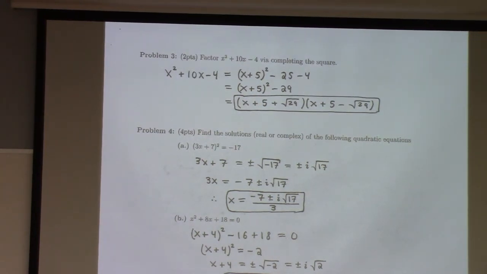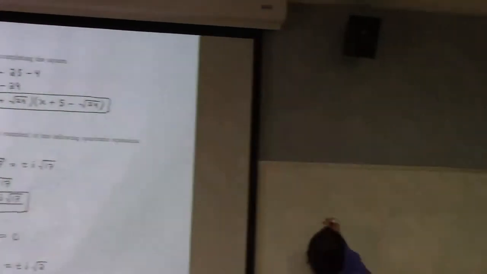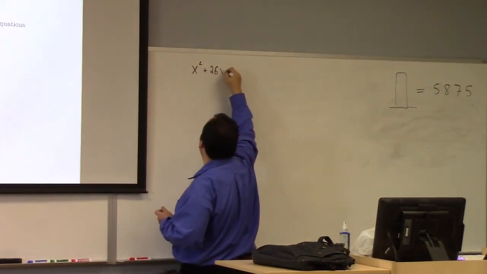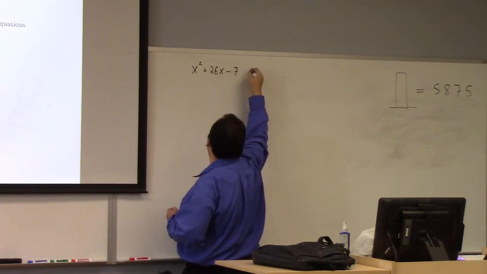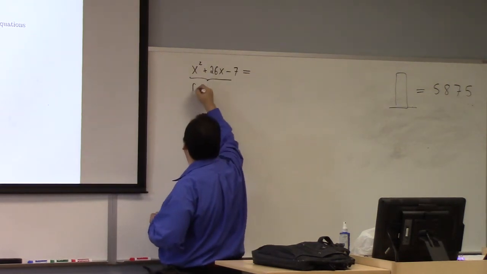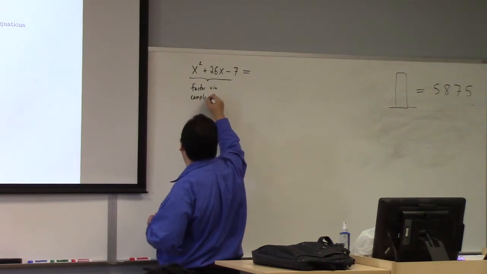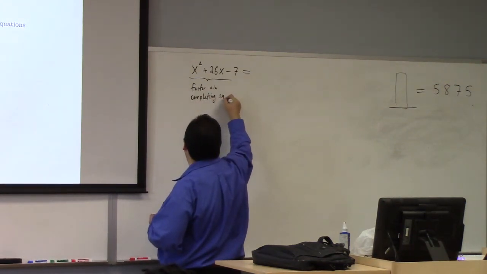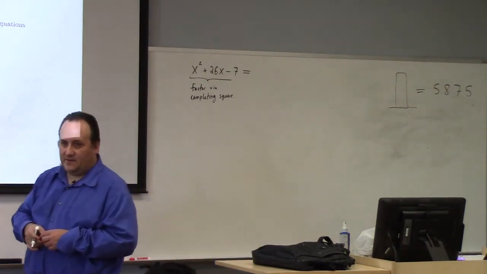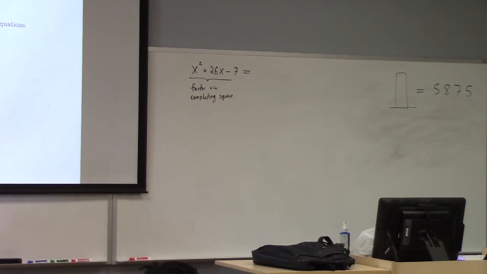Should we work another one together? Maybe? Let's do that. So here, you guys try this one. X squared plus 26x minus 7. All right? I want you to factor this by completing the square. And let me add a parenthetical comment there, if possible. If not, say it's prime. All right?